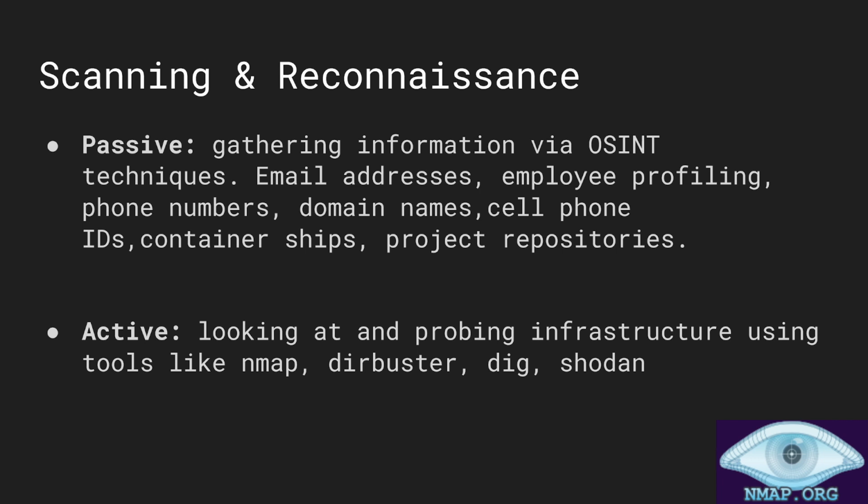Another good place to look for passive recon would be project repositories on GitHub or GitLab. If you know how a website's code is written, chances are you can find a vector for getting the flag or whatever your goal may be. Active scanning is more probing computer infrastructure using tools like Network Mapper, Directory Buster, Dig, or Shodan.